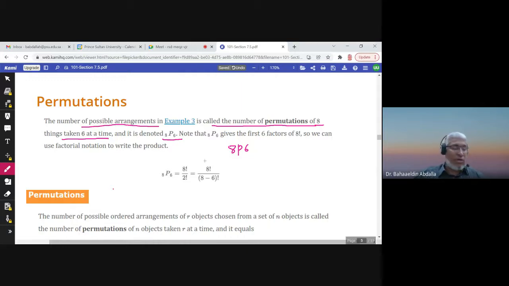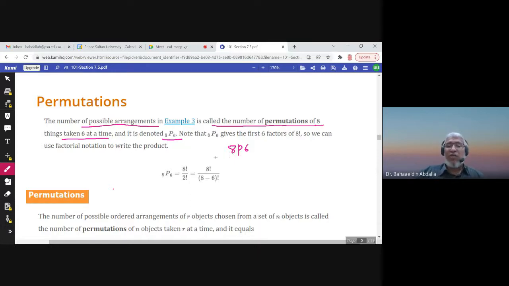It is in the calculator. There is a special button in the calculator above the multiplication cross, in yellow, nPr. You write 8 first, then you press Shift and the multiplication, and then you write 6. So you will see on the screen 8p6.